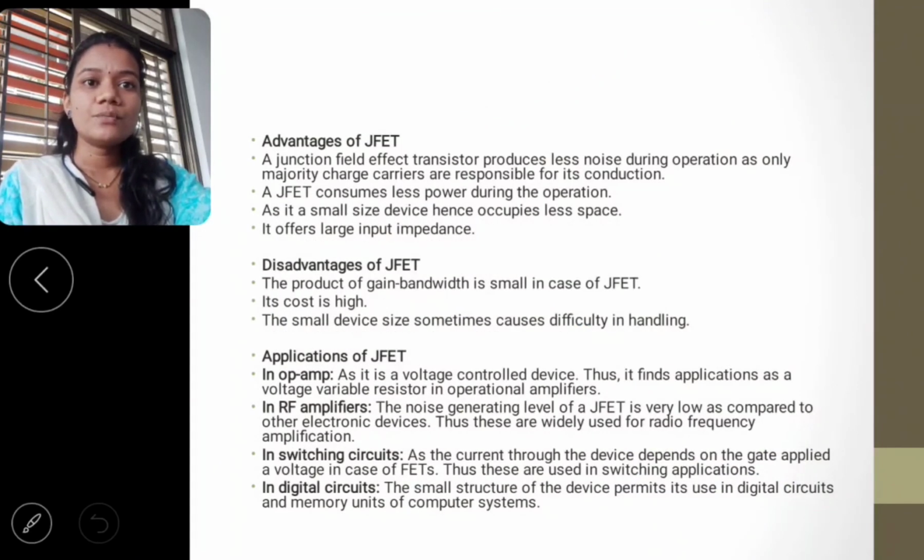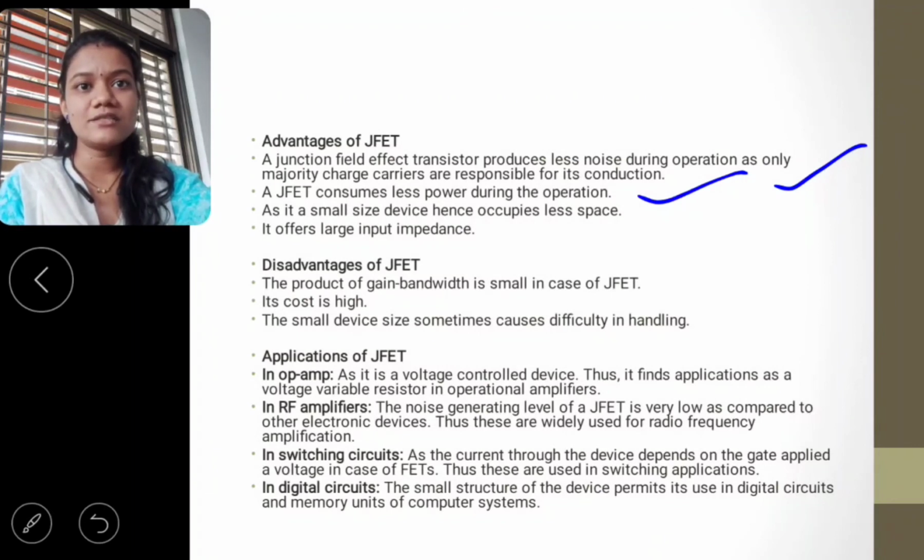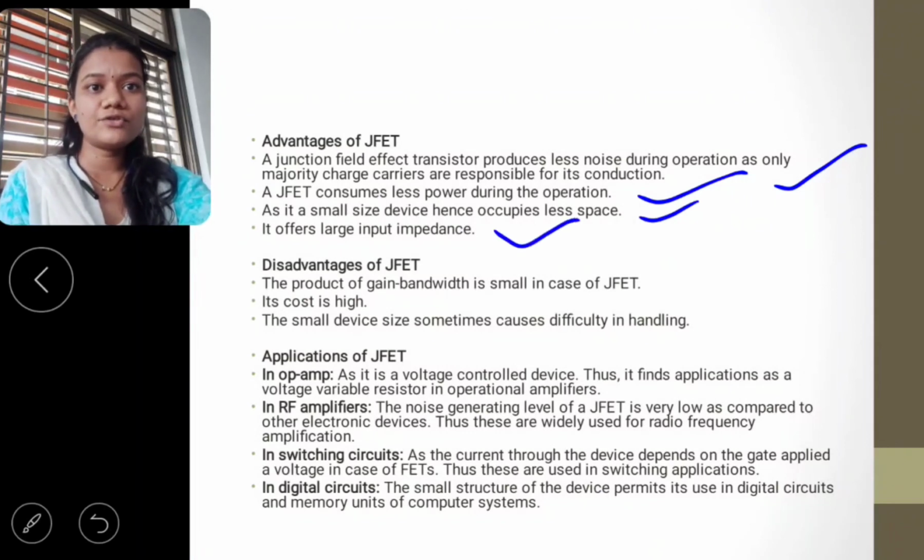Now what are the advantages of JFET? A junction field effect transistor produces less noise during operation, as only majority charge carriers are responsible for the conduction. This is one advantage. A JFET consumes less power during operation. Then the third one is that it is a small size device and occupies less space. It offers large input impedance. These are the advantages of JFET.